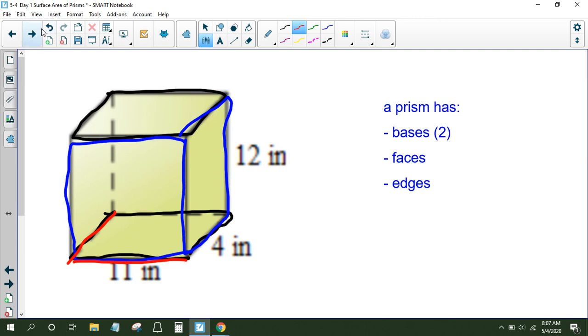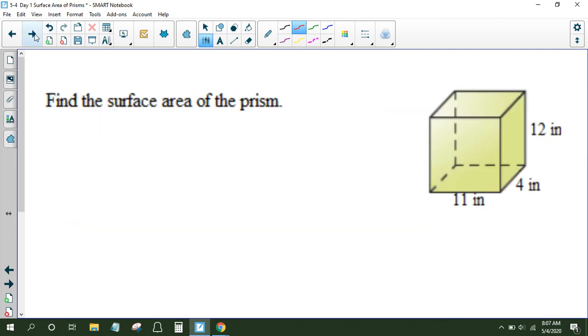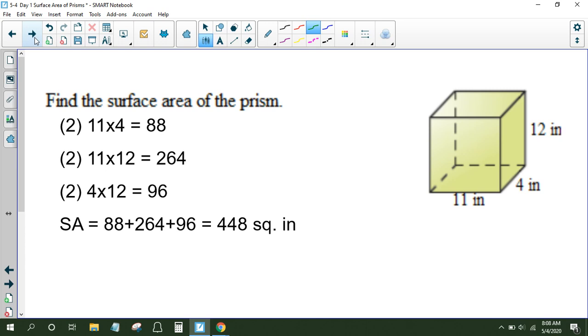All right, so let's talk about finding surface area of this particular prism. Let's take a look at this prism first of all. We can see that it has some dimensions to it. It has an 11-inch edge, a 4-inch edge, and a 12-inch edge. But there's not just one of those. For example, this would also be 12 inches. This one would also be 4 inches. And then this one would also be 11 inches. So how would we go about finding the surface area? Well, the surface area is just the area of all of the faces and the bases summed together.